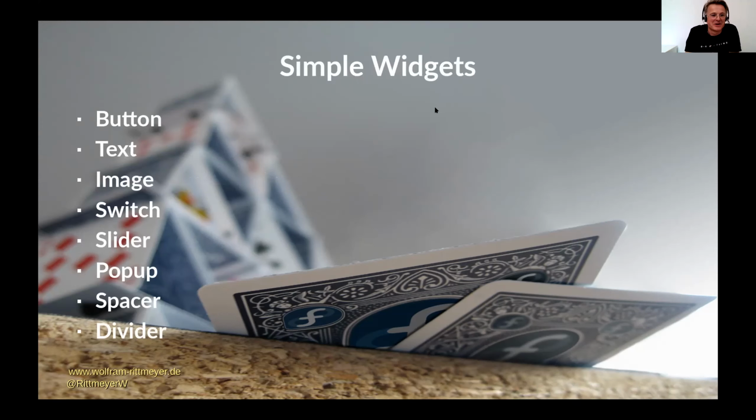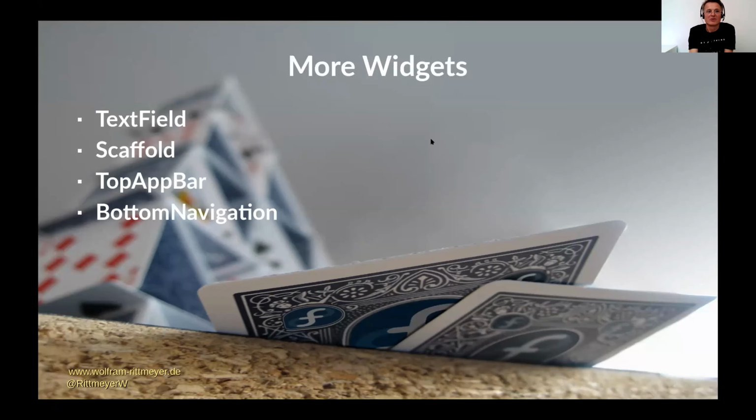And we have many widgets already available. I mentioned the button and many variants of that already. We have text and images. We can create switches and stuff like that. And some more complex ones like text field or outline text field, and specific material components like a scaffold that you can use to create a drawer layout with a top app bar and the bottom navigation, for example. Okay.